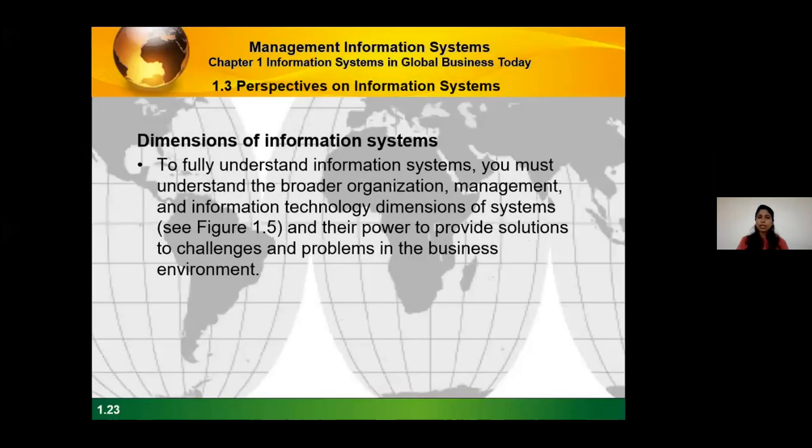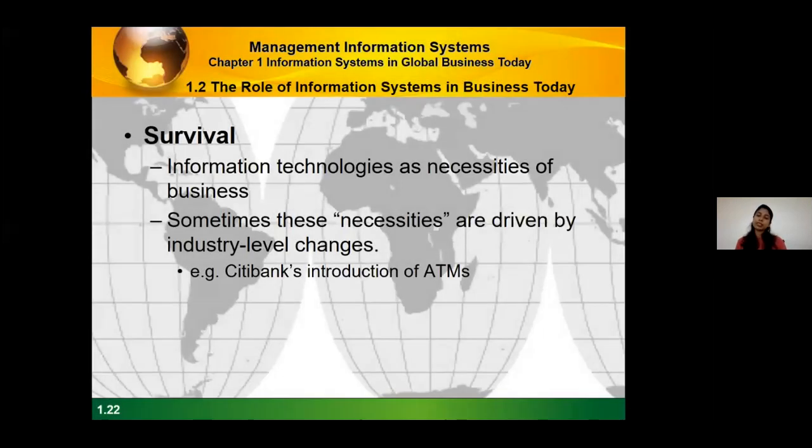So these are the six main objectives which are being enhanced or which can be achieved more efficiently and effectively by using the information system.